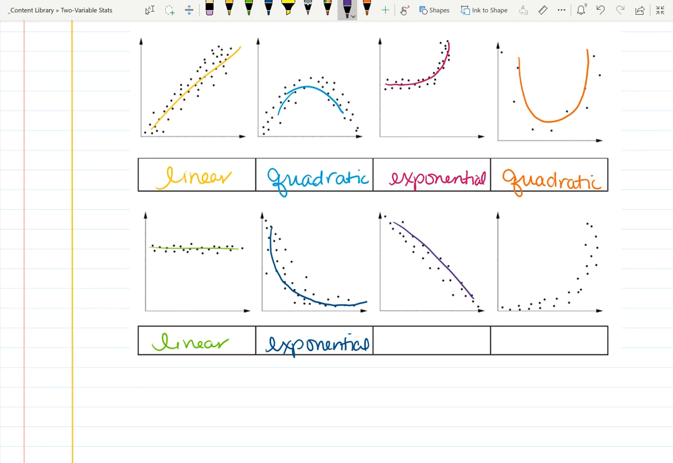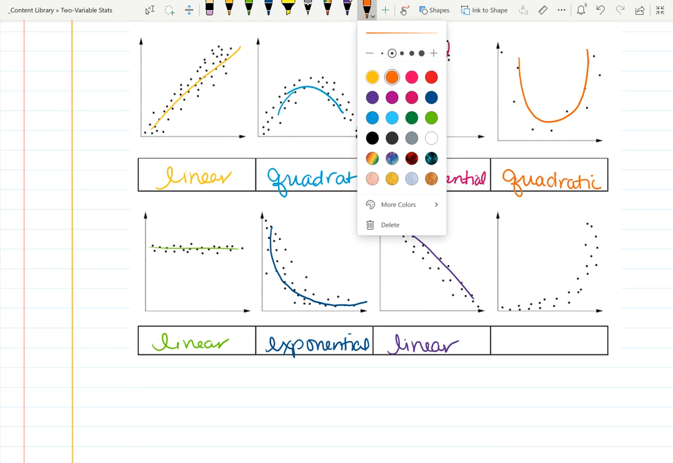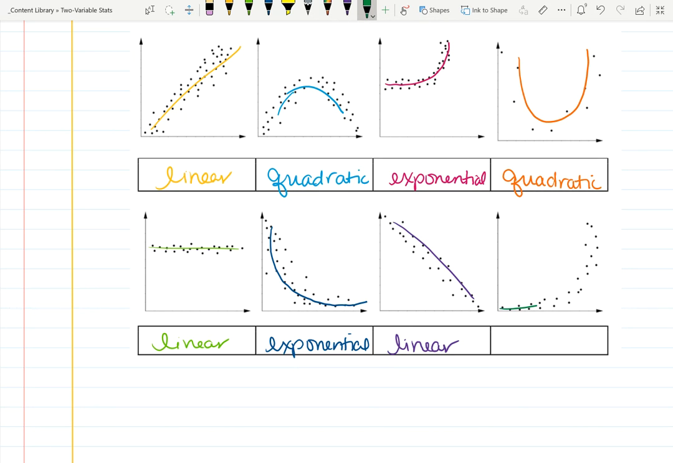Now I've got a negative linear trend. And our last one looks like an exponential growth function. So all you're doing is looking at those shapes. You just need to be able to recognize: do I have an exponential curve, a parabola, or a linear trend? They're not going to be perfect because it's real data that we're looking at here. You just need to figure out what kind of trend it is.